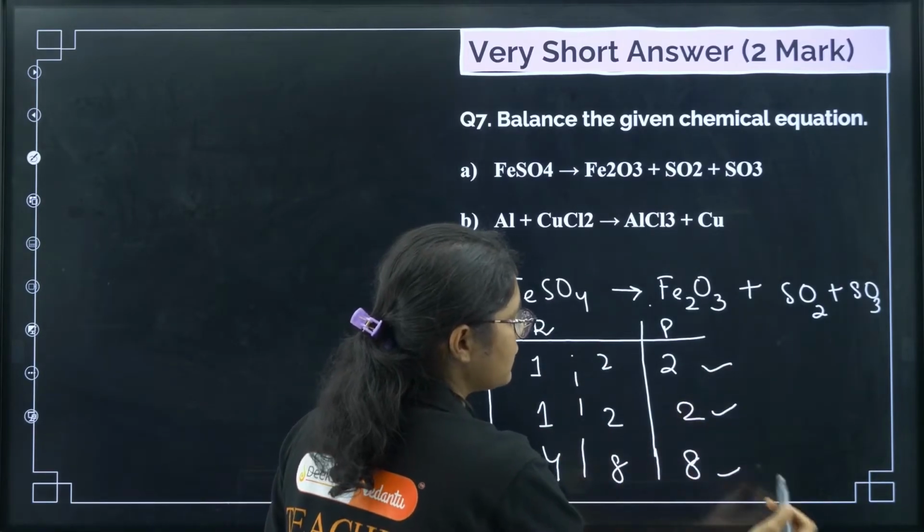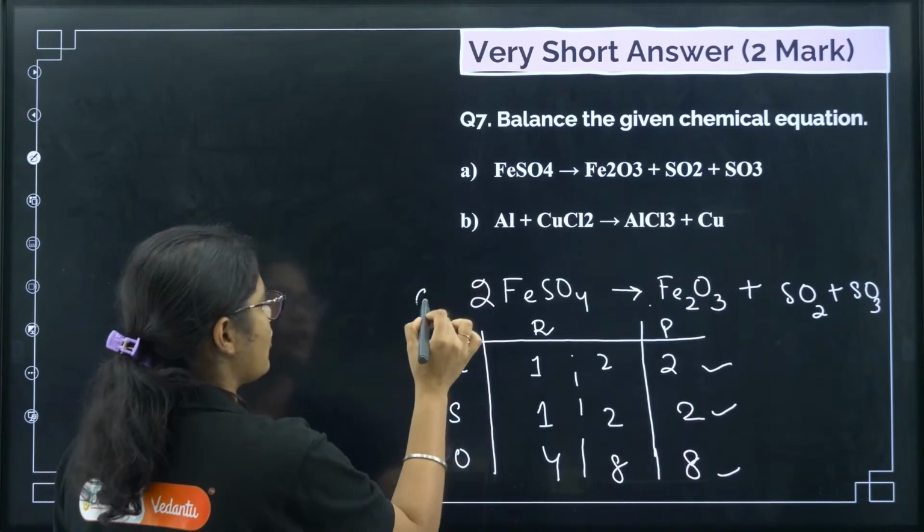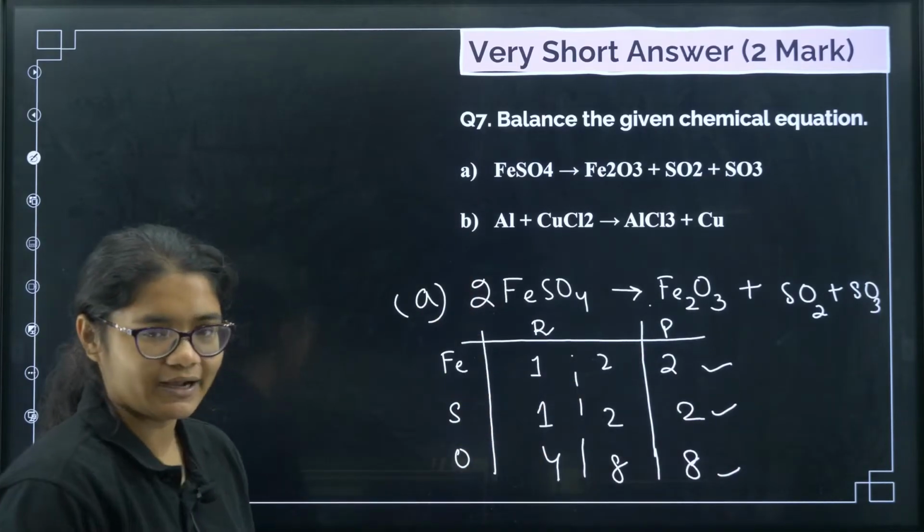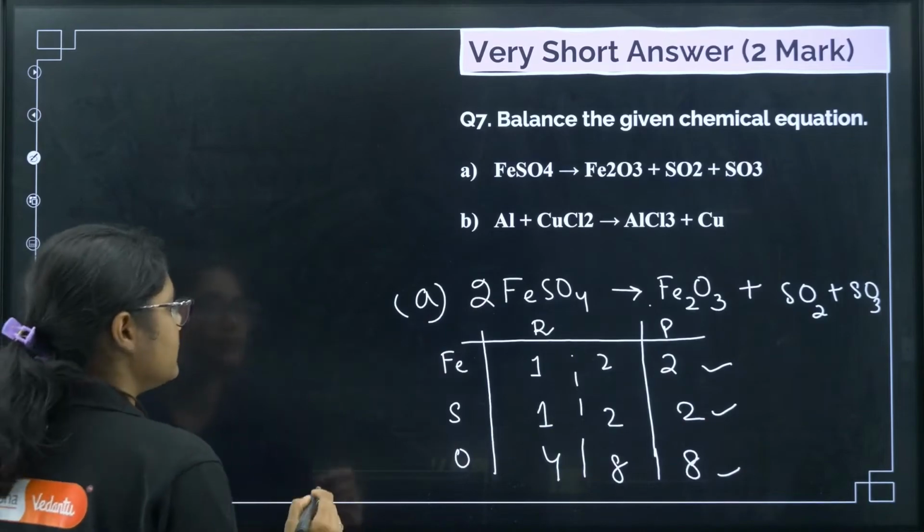So automatically it got balanced here, right? The correct answer, the option balanced equation, is this one, right? Very easy. Now let us go to the next one.